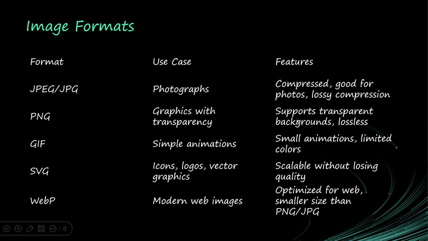But when it comes to the web and stuff like that, you should be using PNG, graphics with transparency. So this PNG is more suitable for your websites. We have the GIF for simple animations. We have the SVGs for logos. Okay, for icons and logos, you use SVG. Then for modern web images, WebP is the best. It is well optimized for the web, smaller size than PNG and JPG. So if you cannot get WebP, always go for PNG. And if you have logos or icons, work with SVGs. JPG should be your last option.